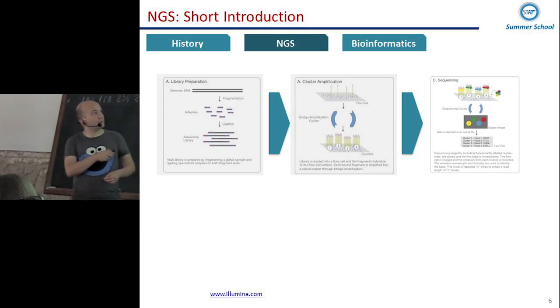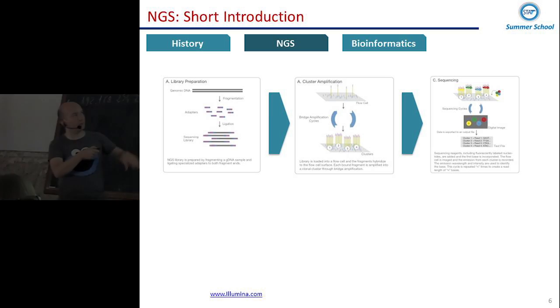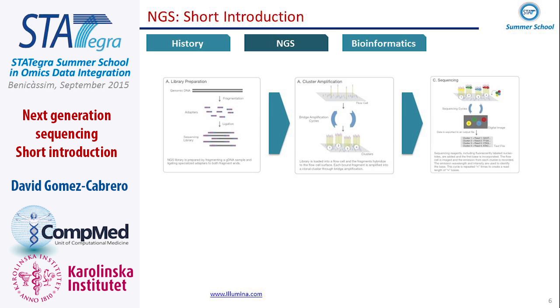But these adapters are very useful because you put this onto a surface, they attach to the surface, and they start multiplying. I will go into detail for each one of those steps a bit more. You create clusters that have exactly the same DNA sequence. The idea of creating those clusters is that later, when you do the identification through fluorescence, you will have enough signal to recover what nucleotide was there. And this is the sequencing stage.